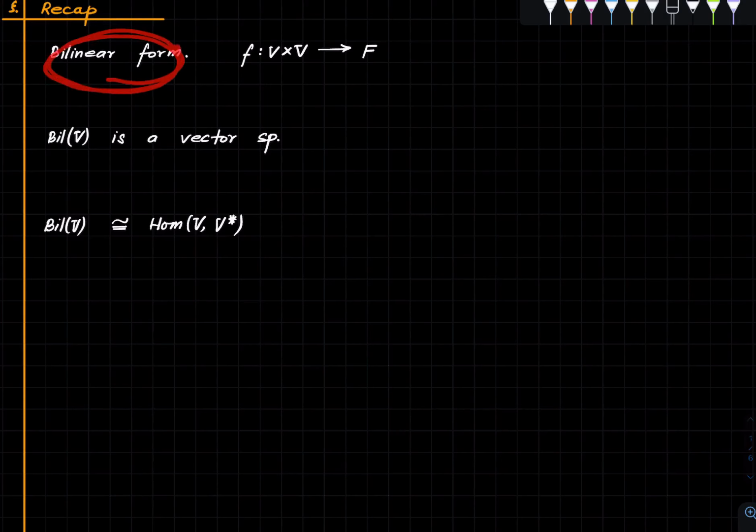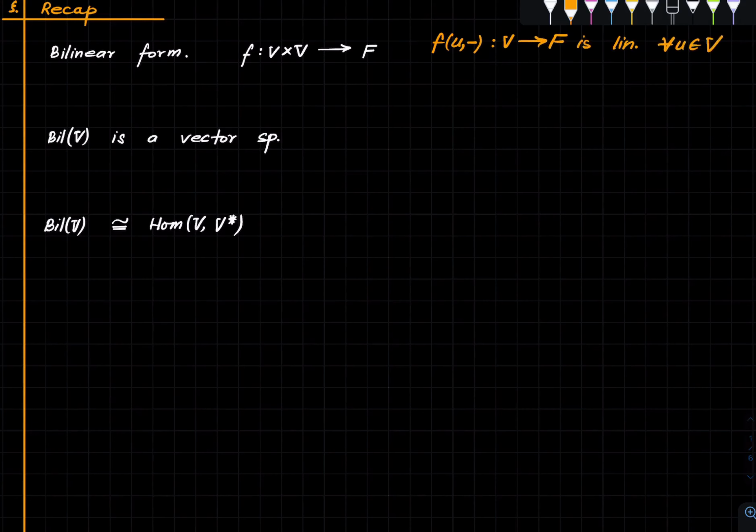We defined the notion of a bilinear form. So if V is a vector space over the base field capital F, then a bilinear form on V is a map from V cross V to the base field, such that if you freeze the first coordinate, then you get a map from the vector space to the base field, and this is linear for all vectors in the vector space. And similarly, if you freeze the second coordinate, you again get a linear map. So that's what a bilinear form is.